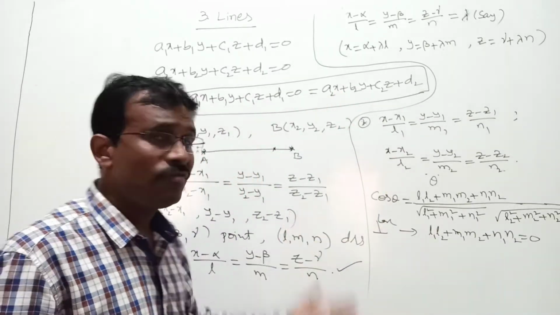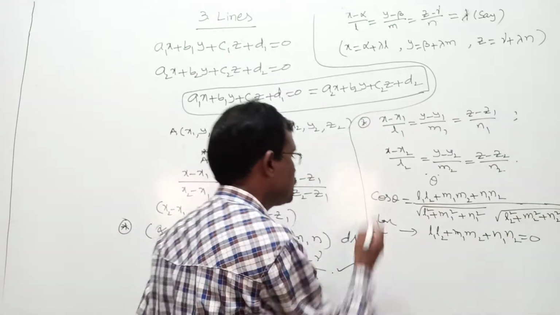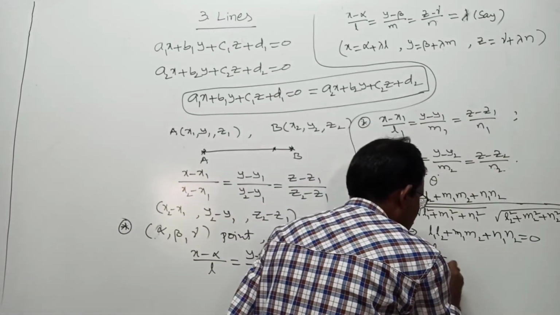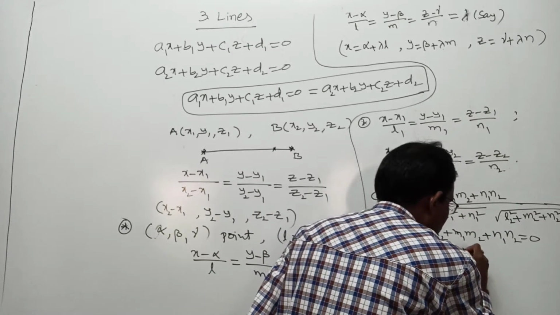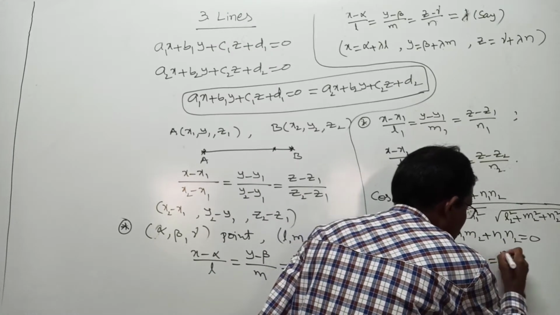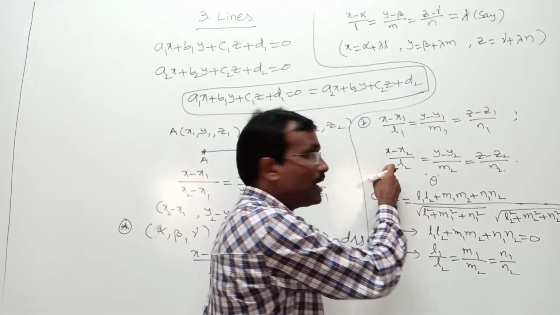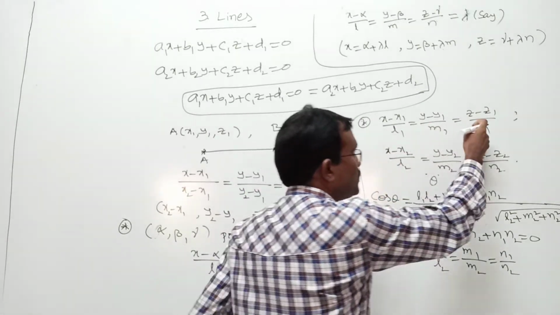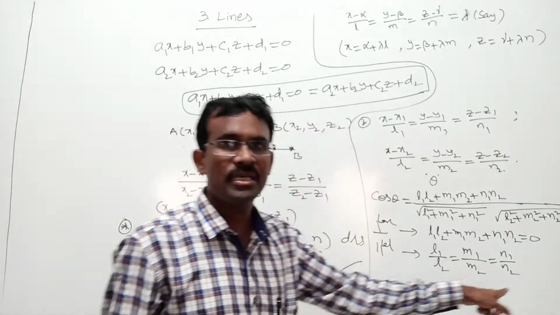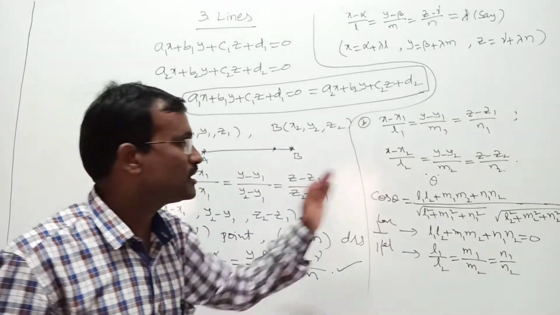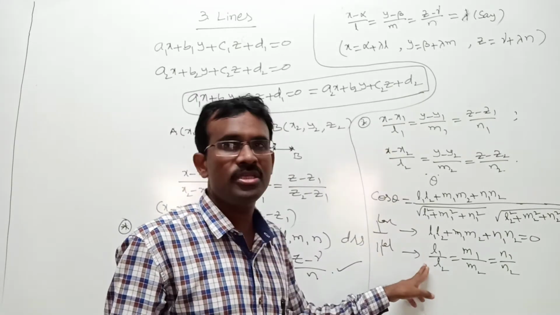Similarly, let us go for the parallel condition between those two lines. The parallel condition between them is L1 by L2 is equal to M1 by M2 is equal to N1 by N2. If L1 by L2 is the same as M1 by M2 is the same as N1 by N2, then we say these two lines are parallel to each other. This is about the parallel condition between these two lines.